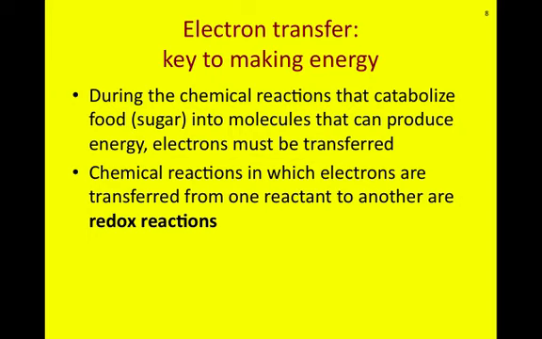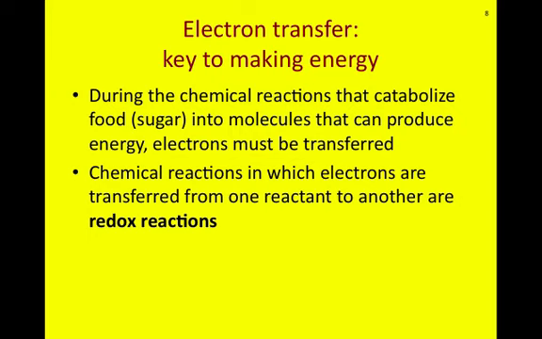So let's get started. Last time we introduced the major steps of cellular respiration. The key to respiration in our cells is electron transfer. That is, the transfer of electrons is the main basis for how our cells are able to respire. During chemical reactions that catabolize food, in this case, as you'll see soon, mainly sugar, into molecules that can produce energy, electrons must be transferred.